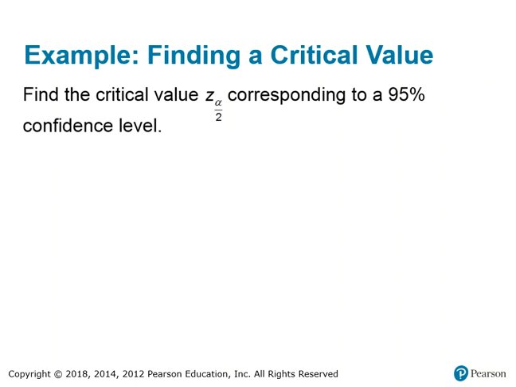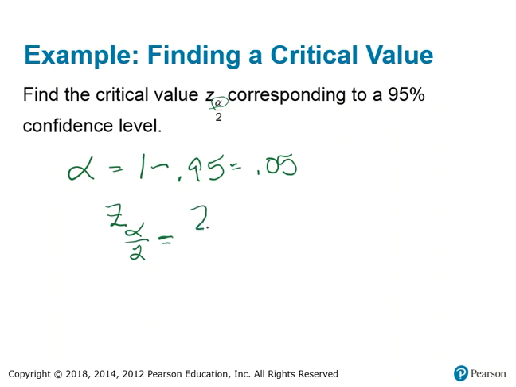And a moment ago we talked about that our alpha level was 1 minus our confidence level. So 1 minus 0.95 in this case gives us an alpha level of 0.05. Now, notice our alpha is right here, and our z-score of alpha over 2 is going to be, we're going to take the 0.05 and we're going to cut it in half, so we end up with 0.025.